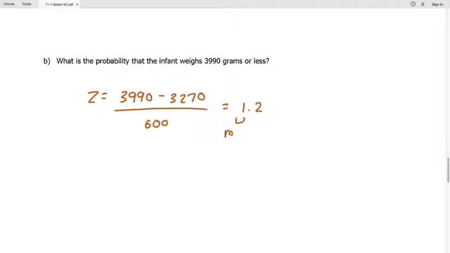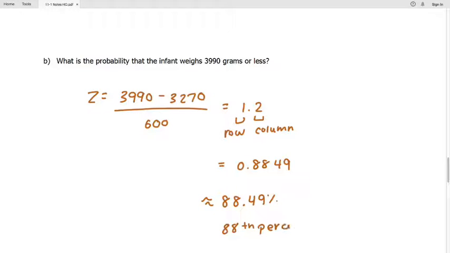So again, you're going to go to that table, look for row 1, column 0.2. Find the value. That is 0.8849. So you have an 88.49% chance that the infant weighs 3,990 grams or less. We call that the 88th percentile. The child was born into the 88th percentile. Okay, so that's what happens when data is not perfect. We use that standard normal table and then those z-scores.